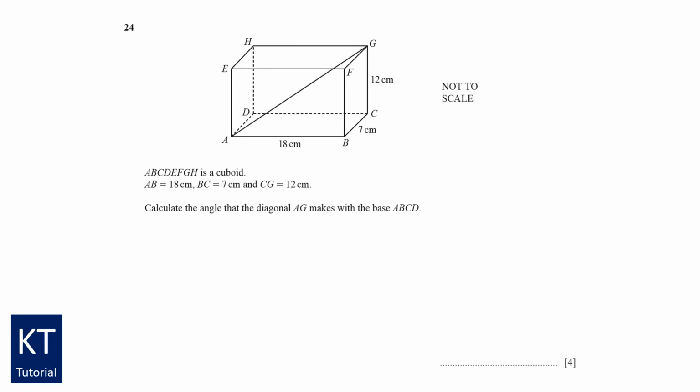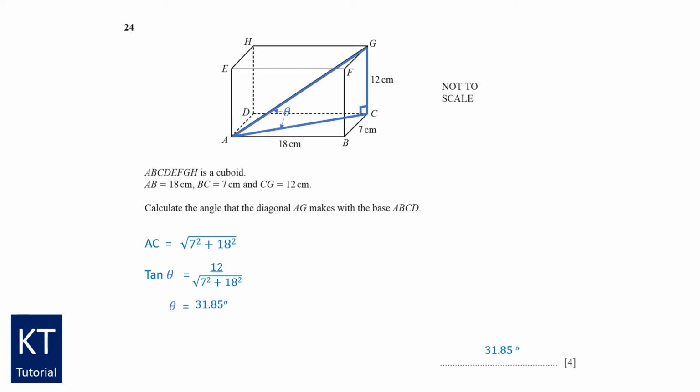Question 24. ABCDEFGH is a cuboid, with AB being 18 cm, BC being 7 cm, and CG being 12 cm. Calculate the angle that the diagonal AG makes with the base ABCD.